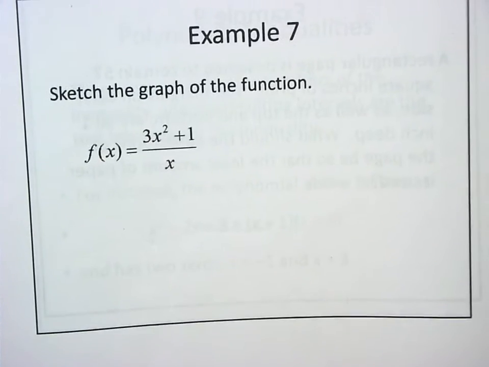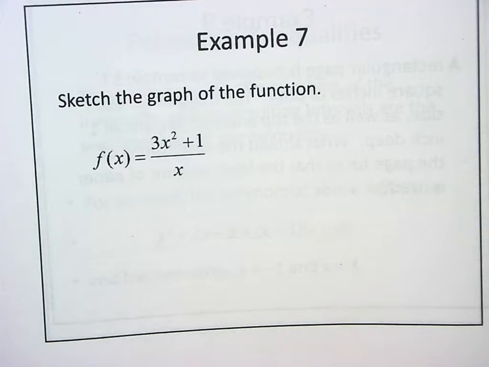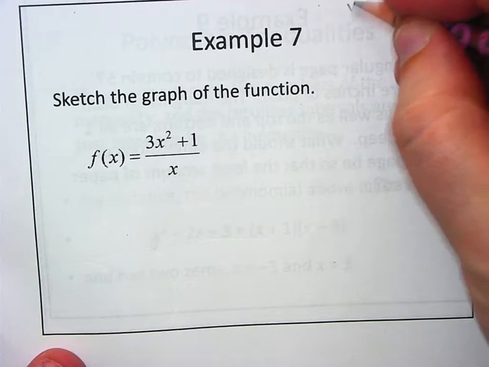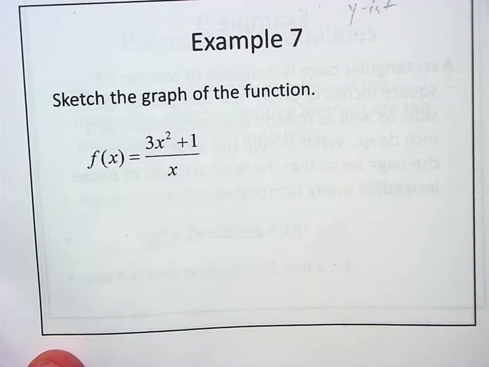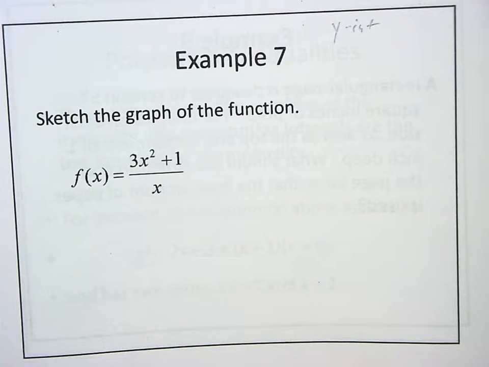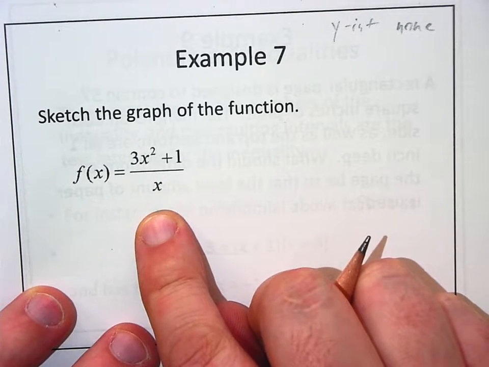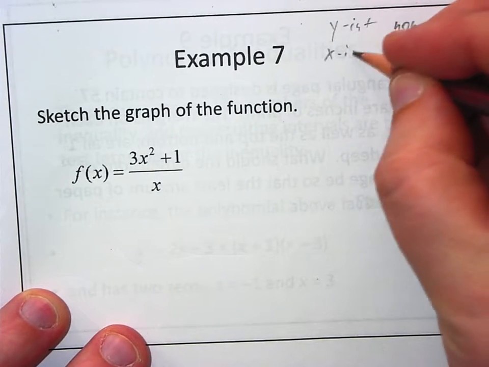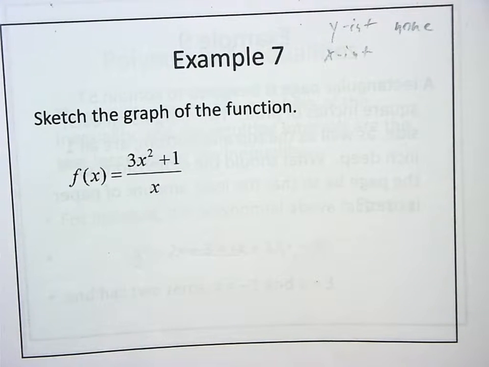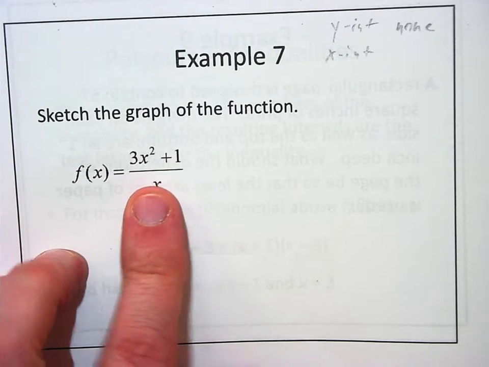If I want to sketch this graph, I'm going to go through the exact same process as before. What would the y-intercept be? Yeah, it doesn't have one. There isn't one, because if I plug in 0, I'm dividing by 0. It doesn't exist. X-intercept. How do I find x-intercept again? Set the y equal to 0. In other words, set the numerator equal to 0.